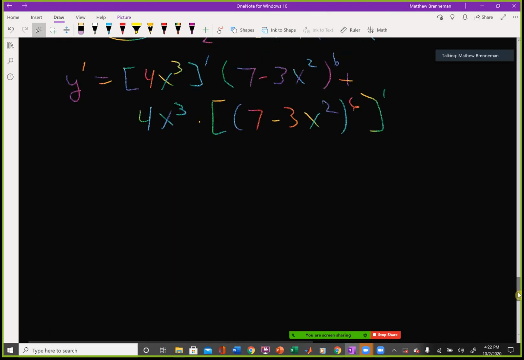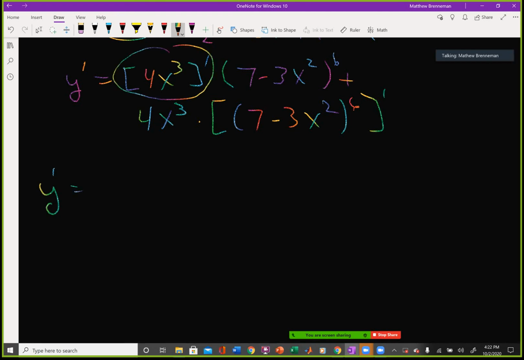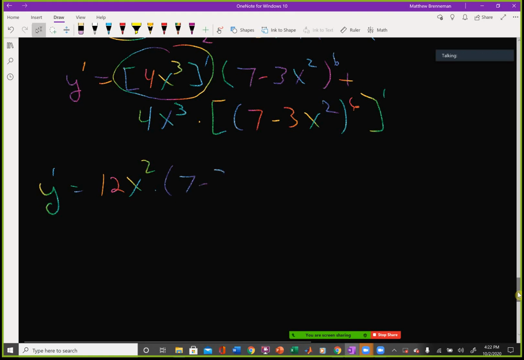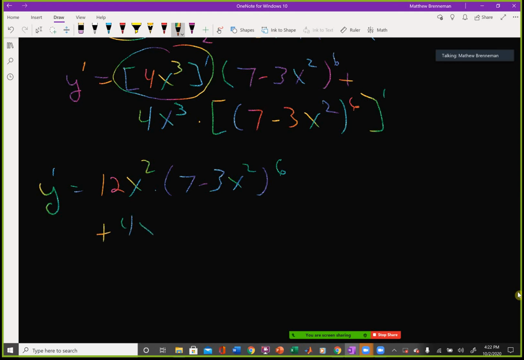So I'm going to do the easy derivative, right? So I know that y prime is equal to, and I can do this one directly. So that's just going to be 12x squared, right? And then this will be 7 minus 3x squared to the 6th plus 4x cubed. Okay, who wants to take a guess? How can we do the derivative of this using the chain rule? What are we going to get?